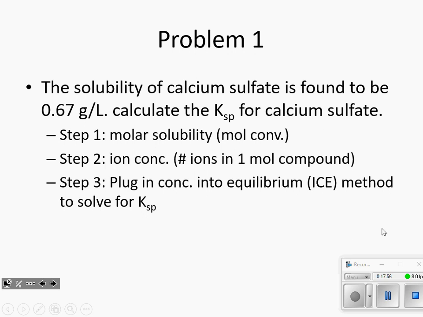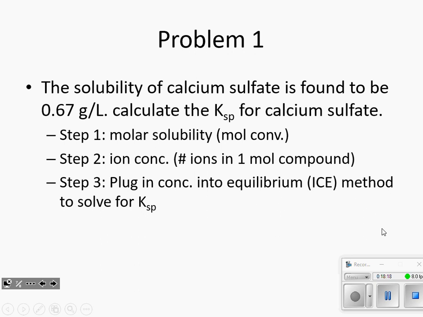I give you the solubility of calcium sulfate. So in other words, calcium sulfate can be dissolved in water. However, it can only be 0.67 grams per liter. So this is probably something that pops up as insoluble on a solubility table. Technically, we can get a little bit dissolved. If I give you the solubility, I can ask for the KSP.